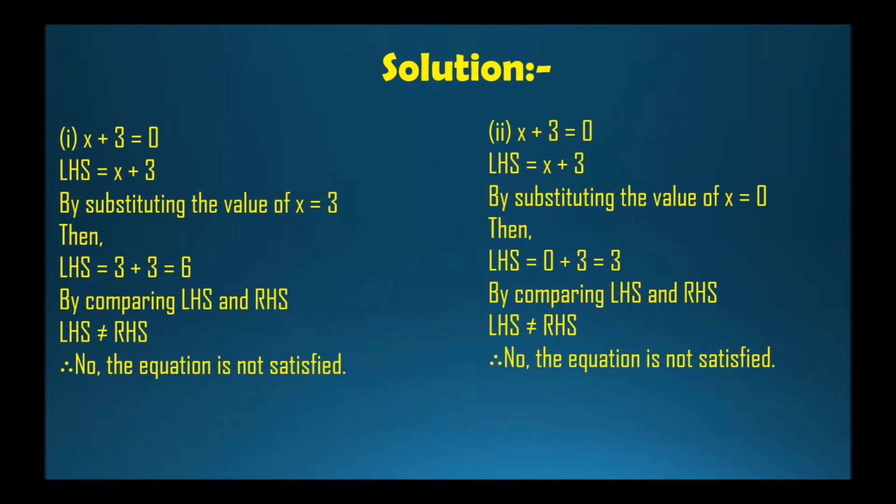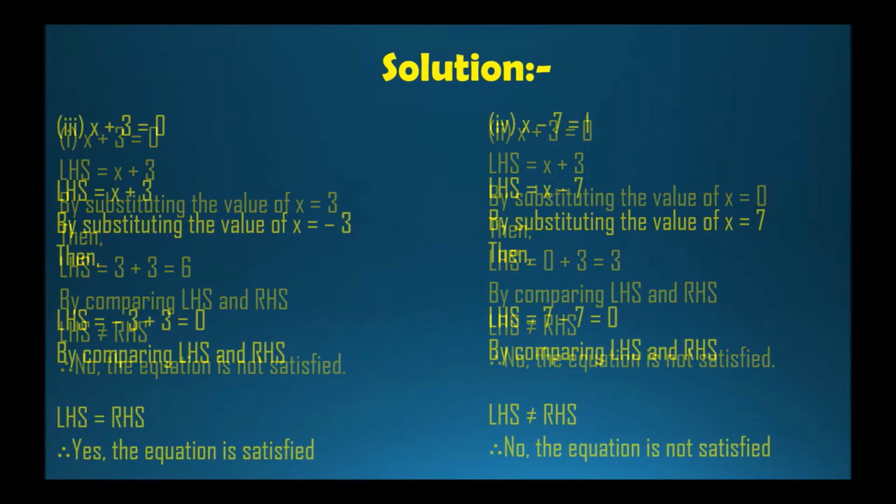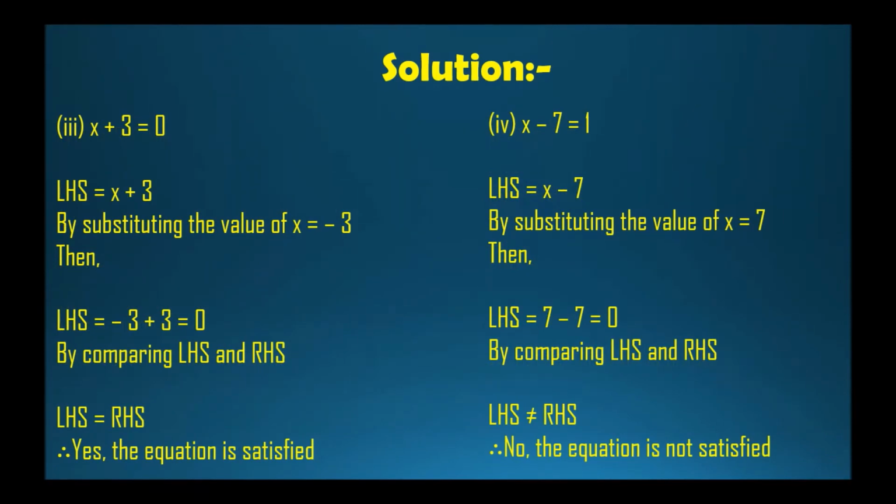Third, x plus 3 equals 0. LHS is x plus 3. By substituting the value of x equals minus 3, now we put x equals minus 3. So minus 3 plus 3 equals 0. By comparing LHS and RHS, we can say that this equation is satisfied.